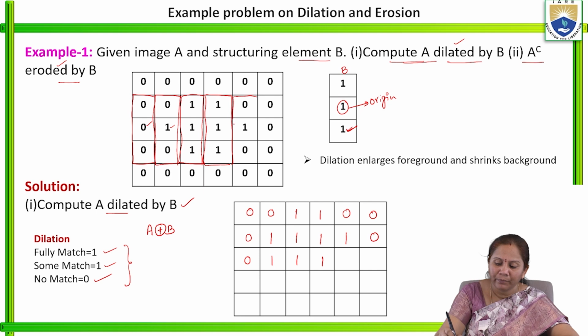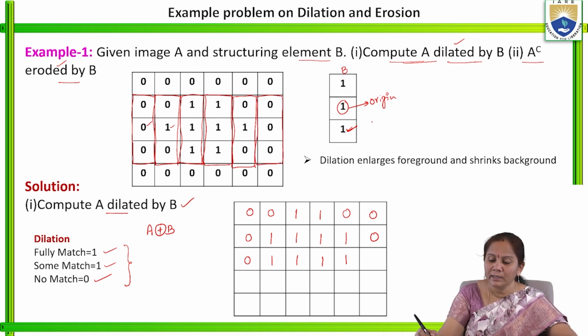Again here, if we shift the mask, 1, 1, 1. So here 0, 1, 0. So one element is matched. Some match is there, so we will put 1. And here, if we shift the element towards right, 1, 1, 1, but all the elements in A are zeros. So there is no match. We will put 0.